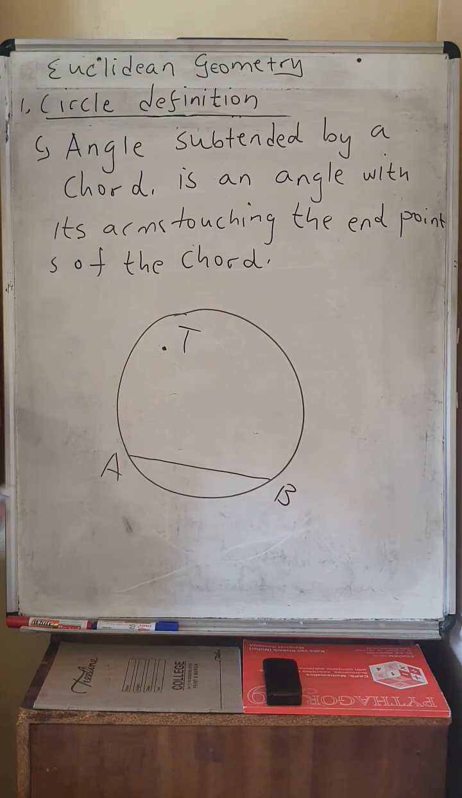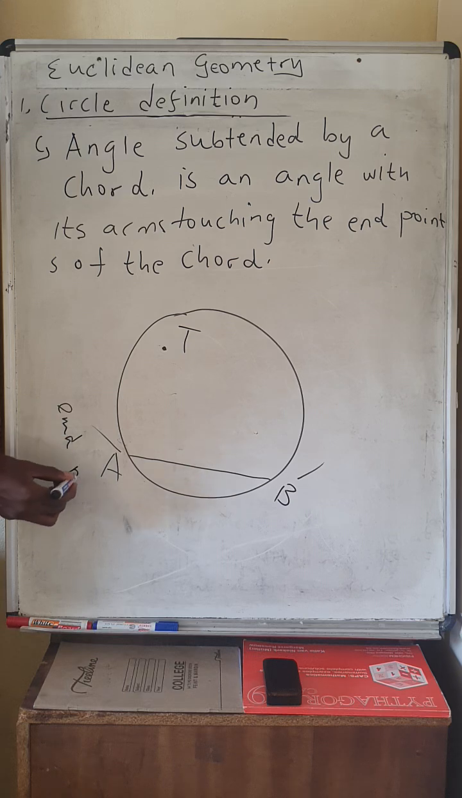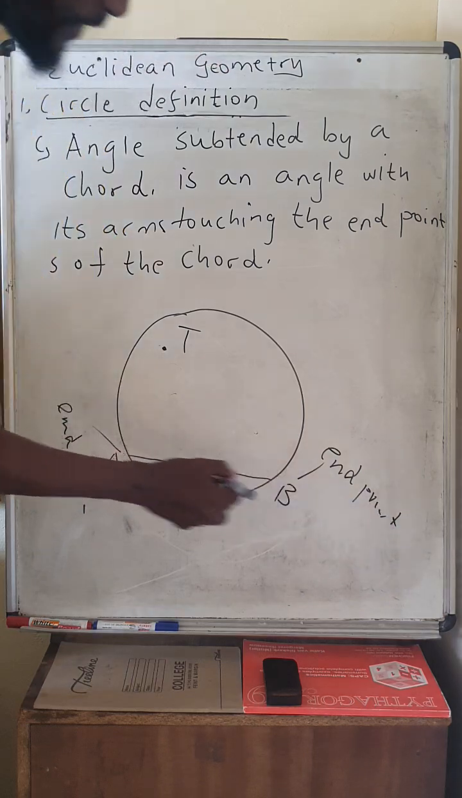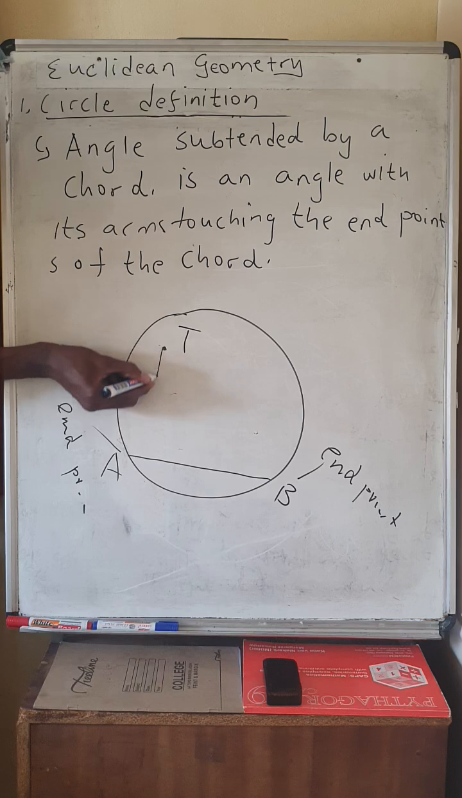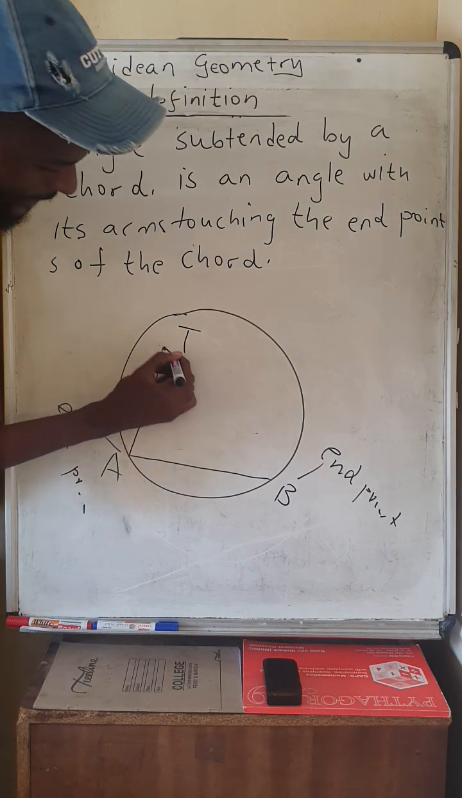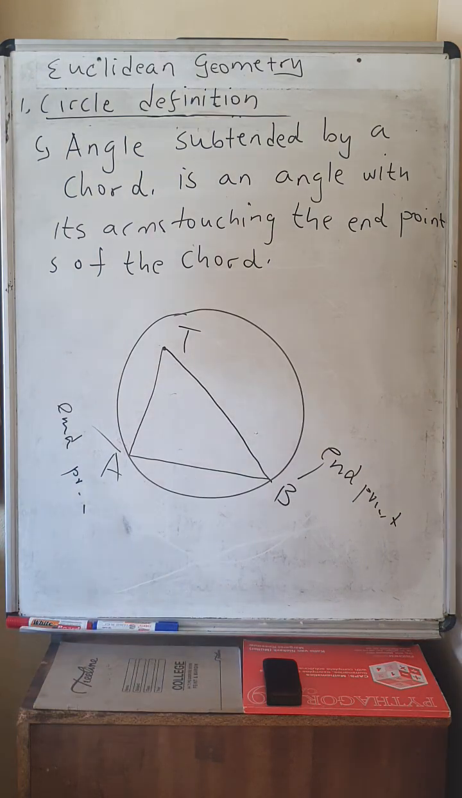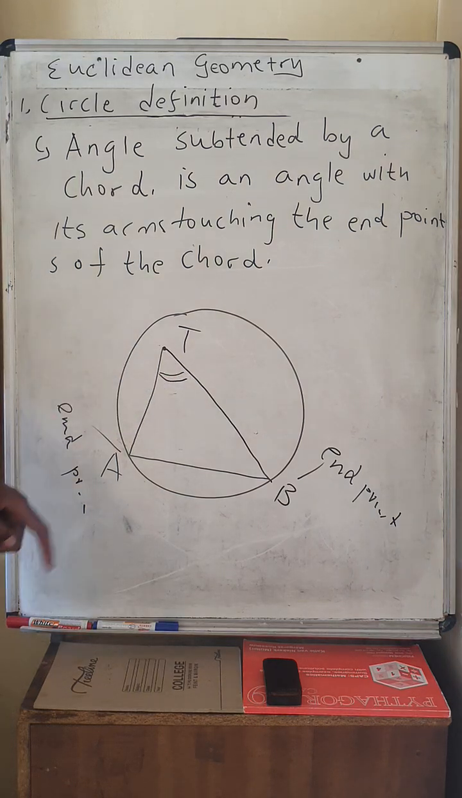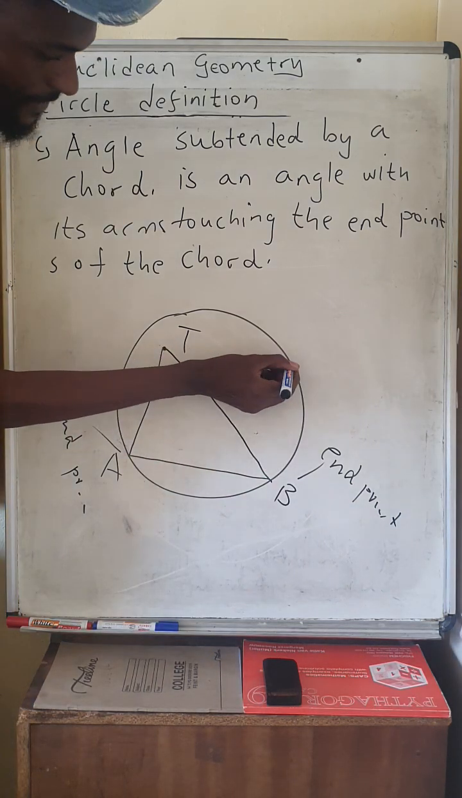Similarly, in this case, A and B are the end points of the chord. So the arms of angle T must touch A and B. So in this case, I say angle T, which is this angle here, is being subtended by chord AB. I can have another angle perhaps here on the circumference.